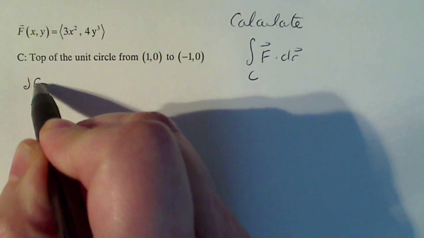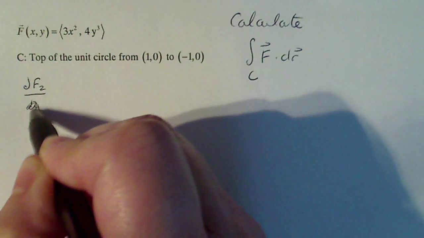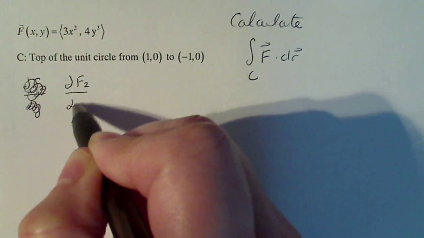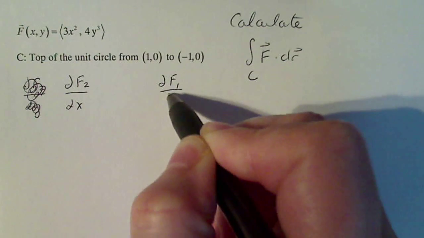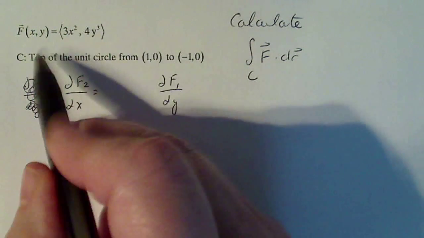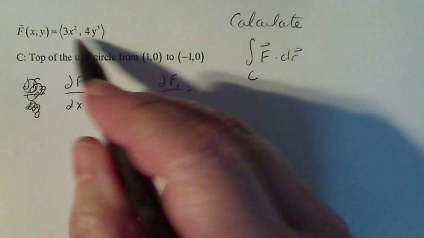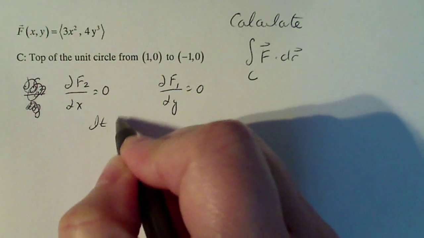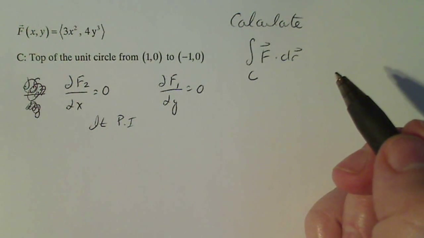So the partial of f2 with respect to x needs to be compared to the partial of f1 with respect to y. The partial of f2 with respect to x is 0. The partial of f1 with respect to y is 0. So this is path independent. That's what PI stands for. So we're going to use the fundamental theorem of line integrals.